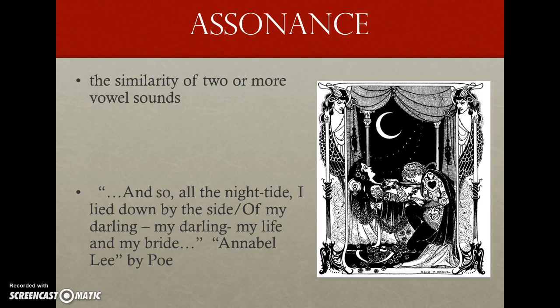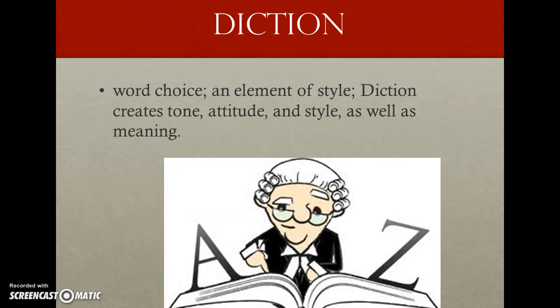Assonance is very similar to alliteration, except it's the similarity of two or more vowel sounds. So it usually can be within the word or it can be at the beginning of the word. And so all the night I lied down by the side of my darling, my life and my bride, Annabel Lee. And you can see we have a repetition of the A sound. We have a repetition of the I sound in night, tide, and lied. We have a repetition of the O sound, down and of. Poe does a lot with assonance, alliteration, consonants, things like that.